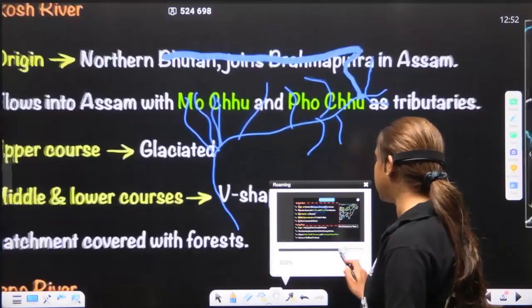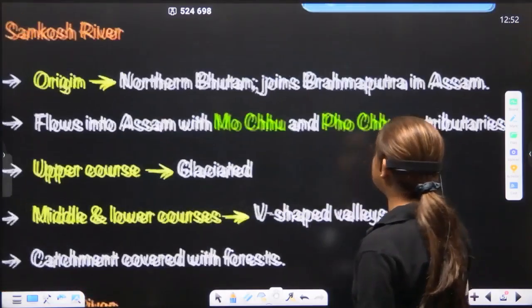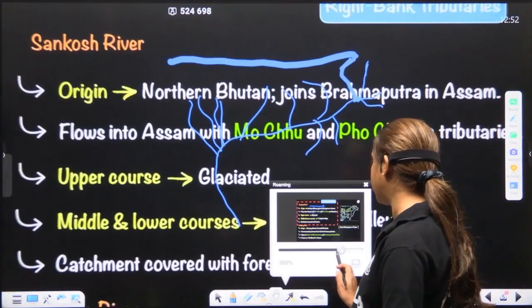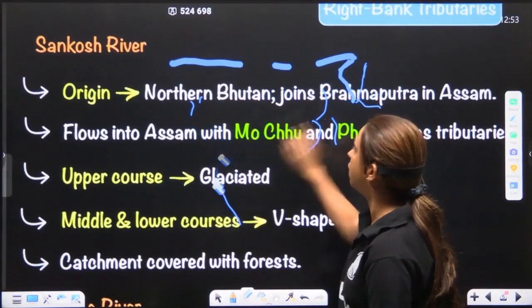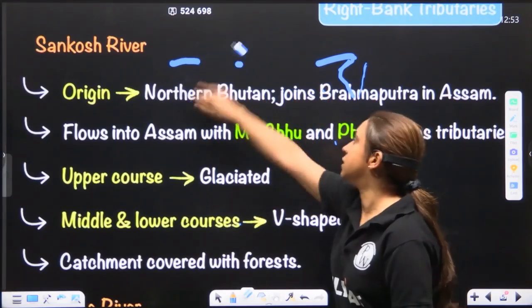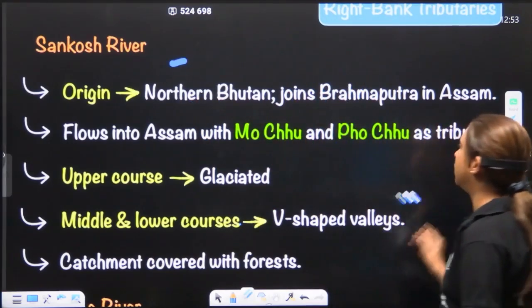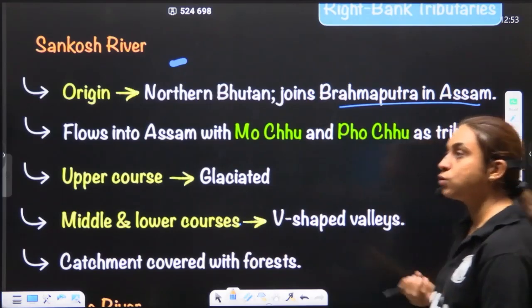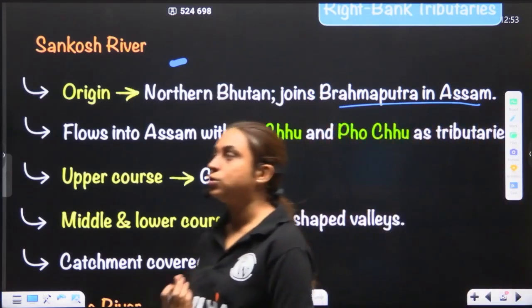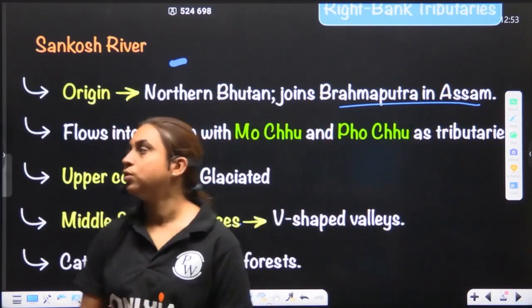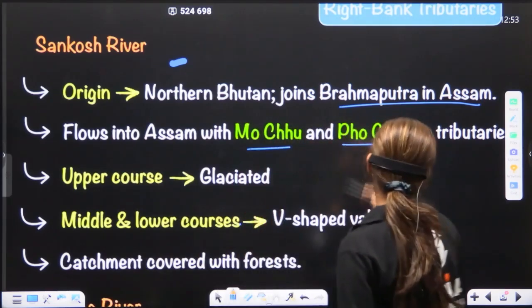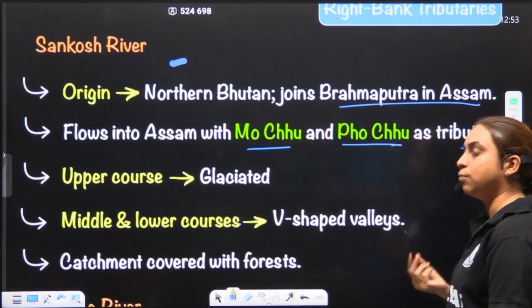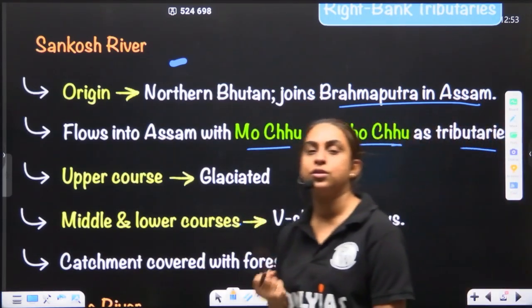The first tributary that we have is Sankosh. If I talk about Sankosh, the origin is near Bhutan, northern Bhutan, and it is joining Brahmaputra in the Assam region. Sankosh flows through Assam, with Mochu and Fochu as tributaries. So the Mochu and Fochu are tributaries of Sankosh.